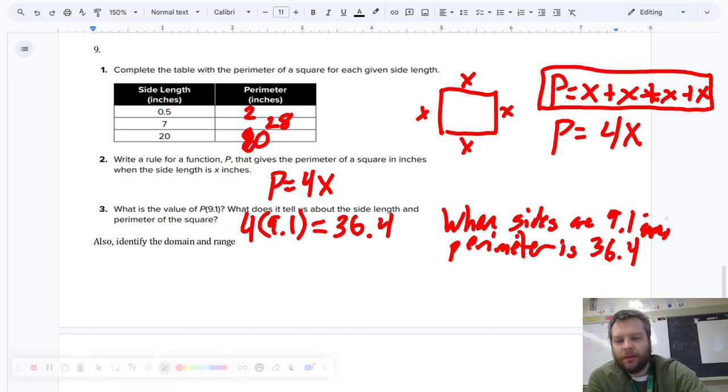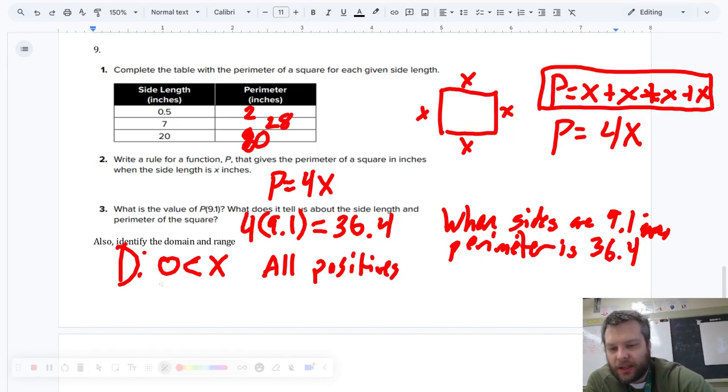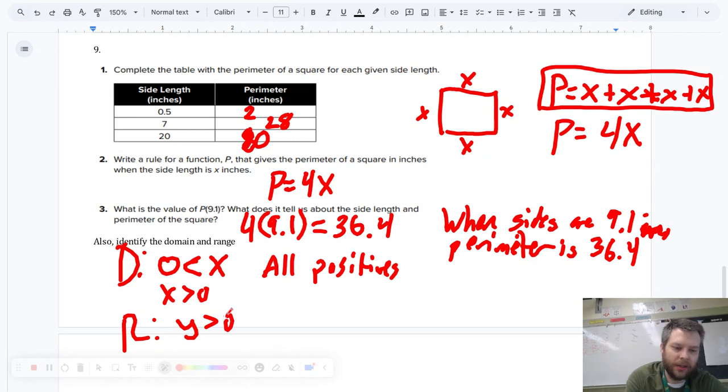So you can have any positive value for the domain. So you could write your domain like that. Or you could just say all positives, because you can have decimals. Or you could write it like this, x is greater than 0. Those are all the same thing. And same idea for the range. Any positive number makes sense as the range. There is no smallest possible square.